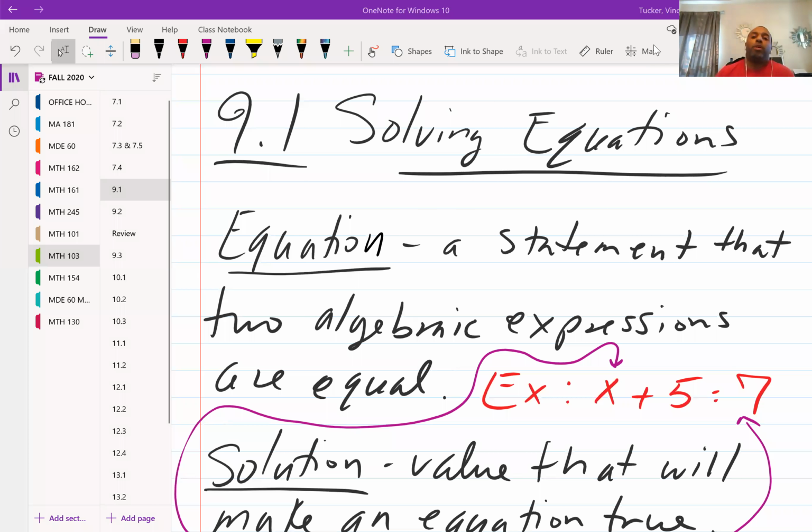All right, so 9.1, solving equations. An equation is just a statement that says that two algebraic expressions are equal. An example of that is x plus 5 equal to 7.